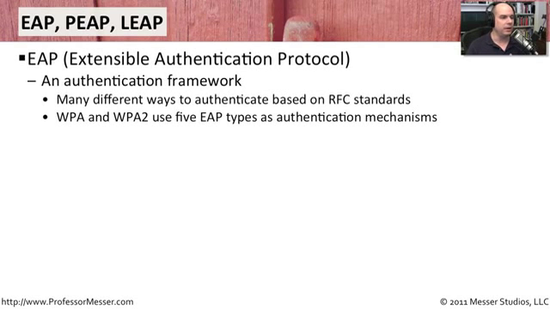EAP, or Extensible Authentication Protocol, is a very common set of frameworks that can be used to authenticate people onto things like wireless networks. For instance, WPA2 and WPA use 5 different EAP types as authentication mechanisms. And if you're using EAP in your network, you've probably set it up to perform a certain type of EAP authentication.